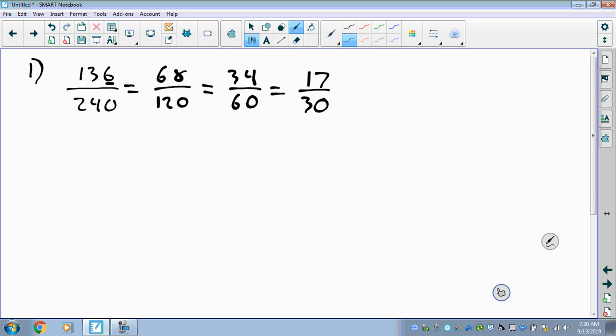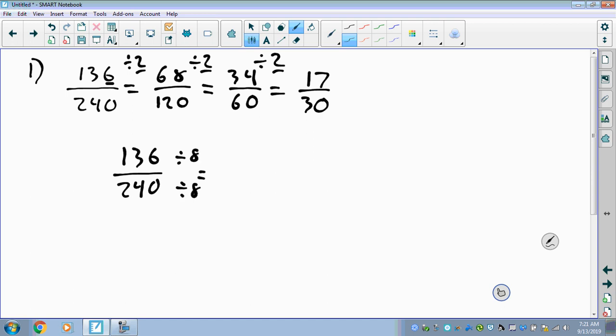So, yeah, that's it. We divided by 2, divided by 2, and divided by 2. What that means is that if we had done this originally, well, 2 times 2 times 2 is 8. So the biggest number we could have seen that goes into them was actually 8. And if you have some free time, 136 divided by 8 is 17, and 240 divided by 8 is going to be 30.